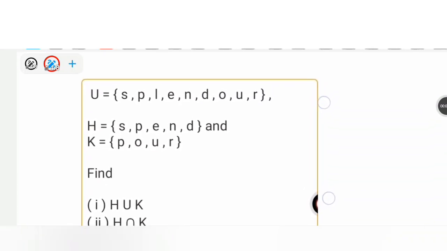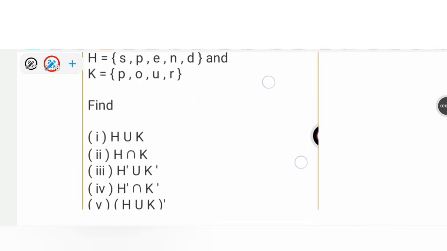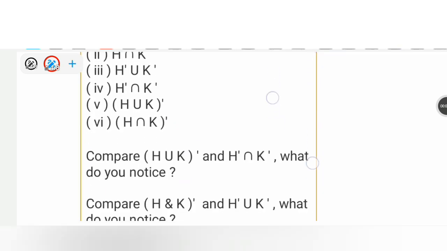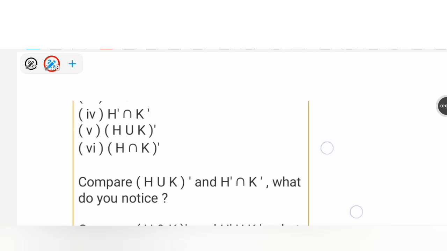So we took that universal set equals to splendor. Okay, they give us splendor. Next one, H is spend, then K is poor. Then we have to find the elements of all these here. Then I have to compare some things here, to compare some answers and see what we noticed. So let's take them one by one.